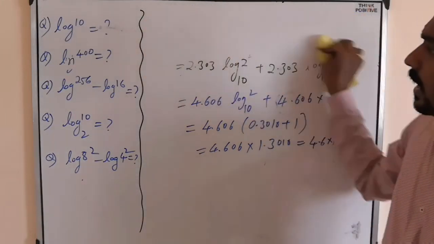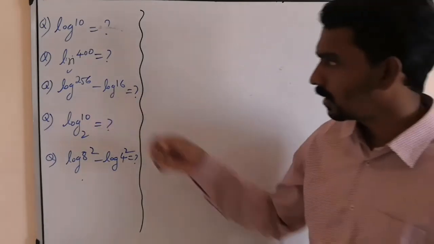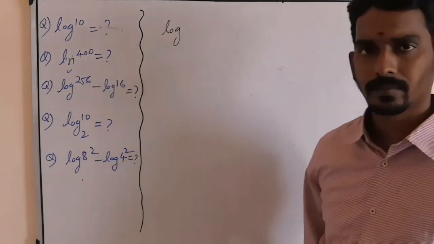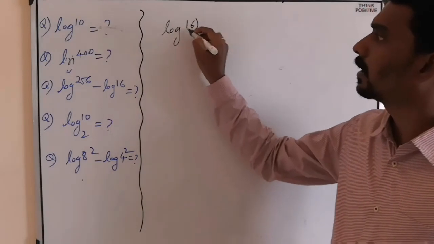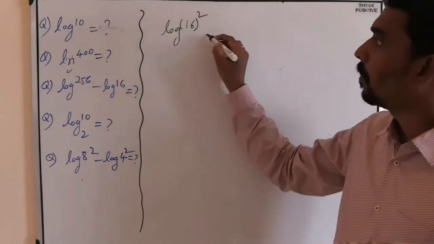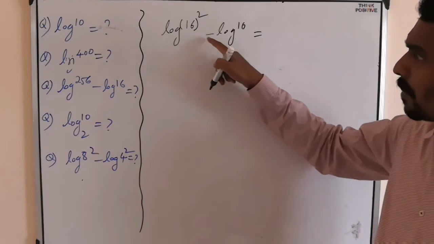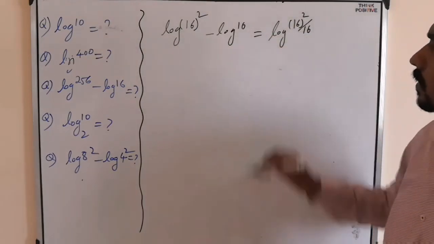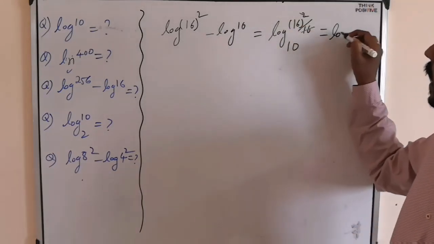Then let's take the third question. The third question is log 256 minus log 16. Here, immediately you will get the idea that 256 is 16 square. Yes or no? This is like log A minus log B. So log of 16 square by 16, log meaning base 10, equal to, 16 cancels.